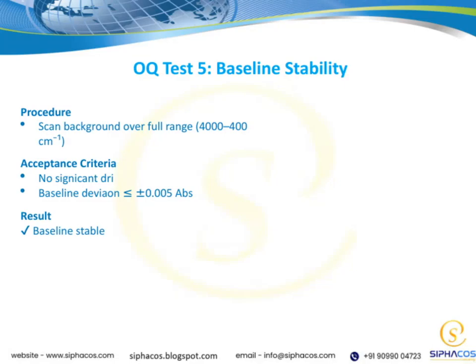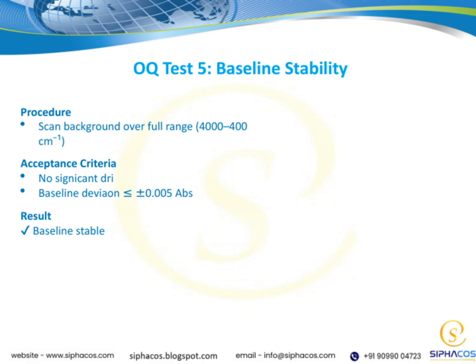Now let's take a look at OQ Test 5, which focuses on baseline stability. The procedure here involves scanning the background across the full spectral range, which is from 4,000 to 400 cm⁻¹. This helps us ensure that the baseline remains consistent throughout the measurement. The acceptance criteria are quite straightforward. We're looking for no significant drift in the baseline, meaning it should stay steady without any large fluctuations.